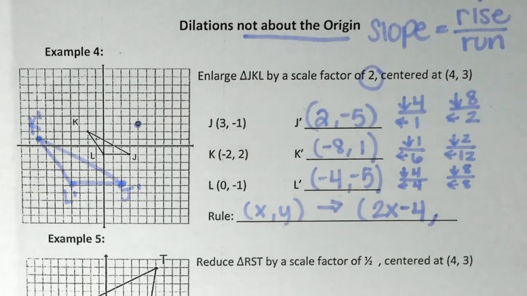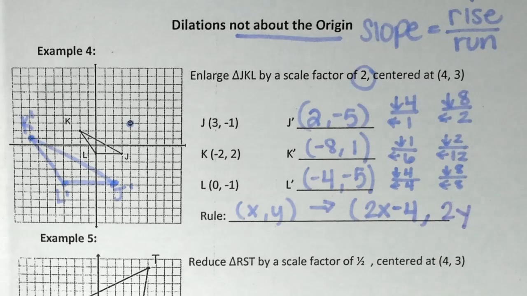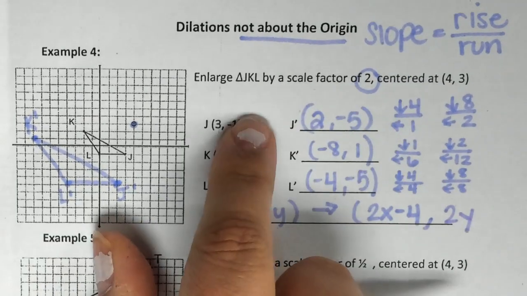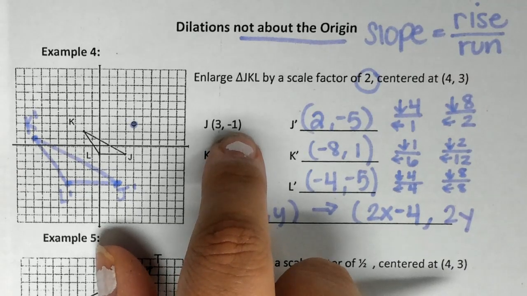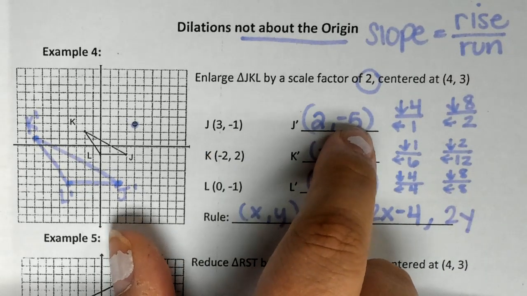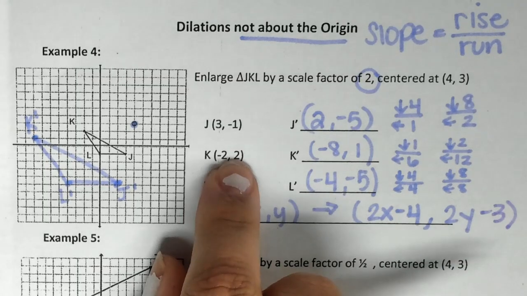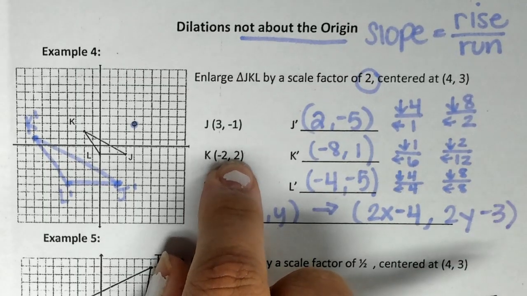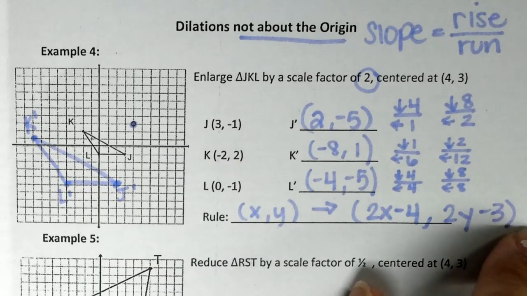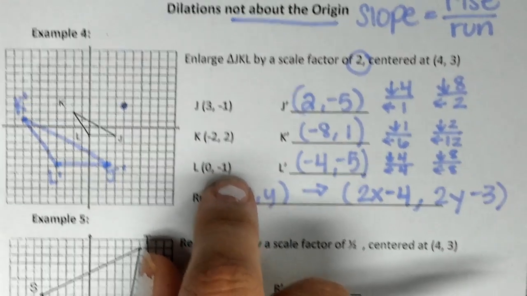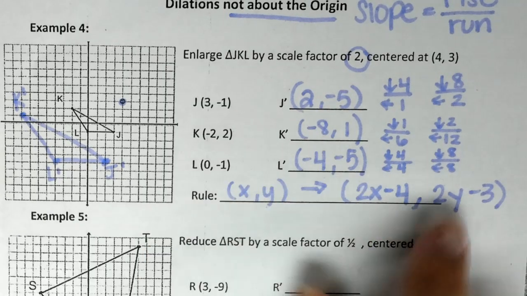Now, the y's, I still did a scale factor of 2, so it's going to be 2y. But I got to check it. What is 2 times negative 1? How do I get to negative 5? Let me do that again. What is 2 times 2? How do I get to 1? And then what's negative 1 times 2? How do I get to negative 5?